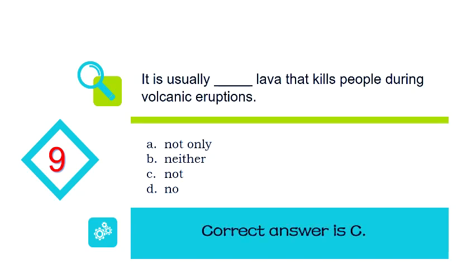And why not letter A, B, or D? Take note, in using not only, it must be accompanied by but also. If we are going to use neither, it is a correlative conjunction and must be accompanied by nor. Therefore, the correct answer here is letter C. It is usually not lava that kills people during volcanic eruption.